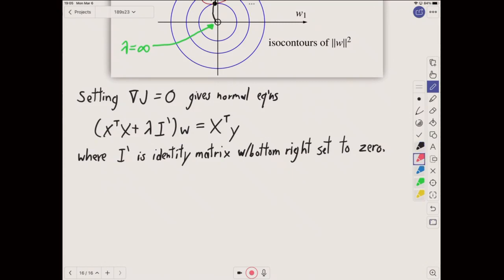And by the way, you might ask, if I set that bottom right entry of I prime to 0, is this matrix always really going to be positive definite? And the answer is, if we are using the fictitious dimension, and if we have therefore added a column of 1s to the end of our design matrix X, then yes, you can prove that this is always positive definite. It's never semi-definite, never has a zero eigenvalue.